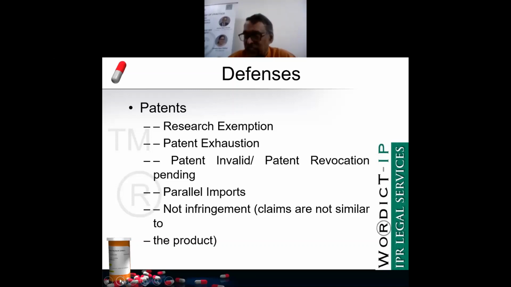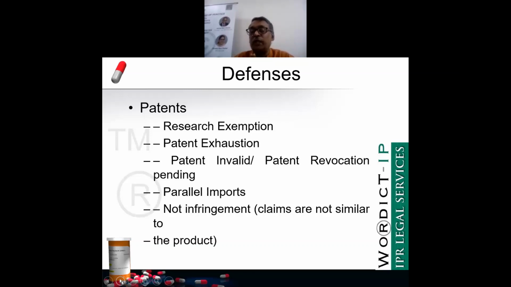Defenses. Now, research exemption under 107A can be a defense. Then patent exhaustion, exhaustion of rights under the patents, can be a great defense. Then invalidity of a patent or patent revocation, that the patent should never have been given, or the claims in the patent do not qualify for the patent to be given. All this can be a good defense. Parallel imports can also be a very good defense, saying that there are parallel imports happening, so there cannot be a grant of injunction. Then non-infringement, that is, claims are not similar to the product.